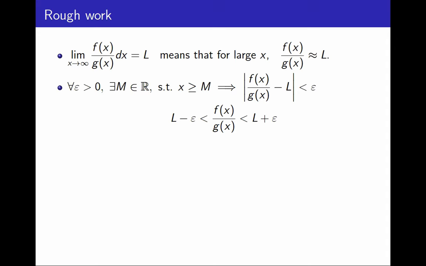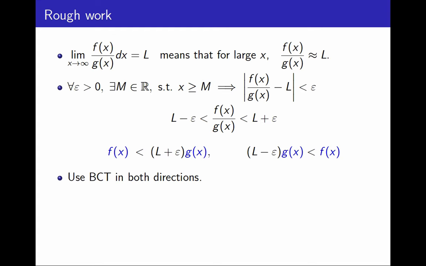And I'm going to separate this in two parts. On the one hand, I can interpret this to mean that f of x is less than L plus epsilon times g of x. And on the other hand, f of x is greater than g of x times L minus epsilon, because everything is positive. So when I look at them this way, if I think for a moment of L plus epsilon and L minus epsilon just as constants, just as numbers, then this suggests that now I can use the basic comparison test in both directions, because up to a constant multiplying, which does not change convergence, then g is greater than f and f is greater than g.